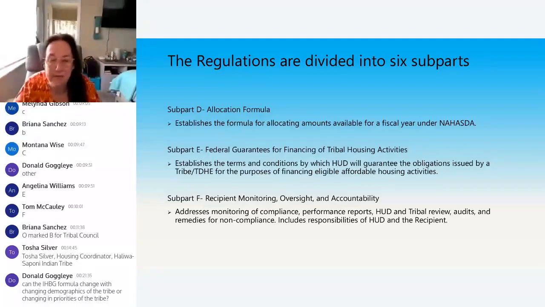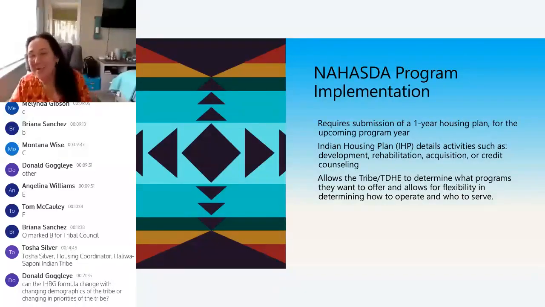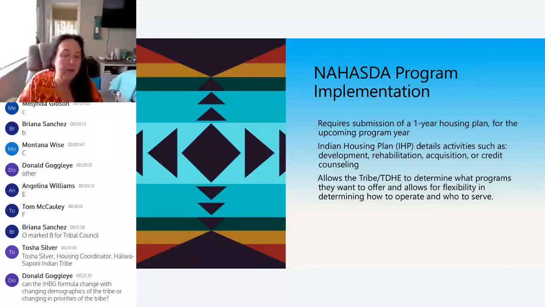Okay. The subpart F is our monitoring, our oversight, and our accountability. It talks about compliance, performance reports, your APR, your HUD and your tribal review, your audits, remedies for non-compliance. You don't want to get into that. And the responsibilities of HUD and you as a recipient. So it will require that submission of that 1-year housing plan for your upcoming program year. Details activities such as development, rehab, acquisition, credit counseling. It allows a tribe or a TDHE to determine what programs they want to offer and allows for flexibility in determining how to operate and who to serve.